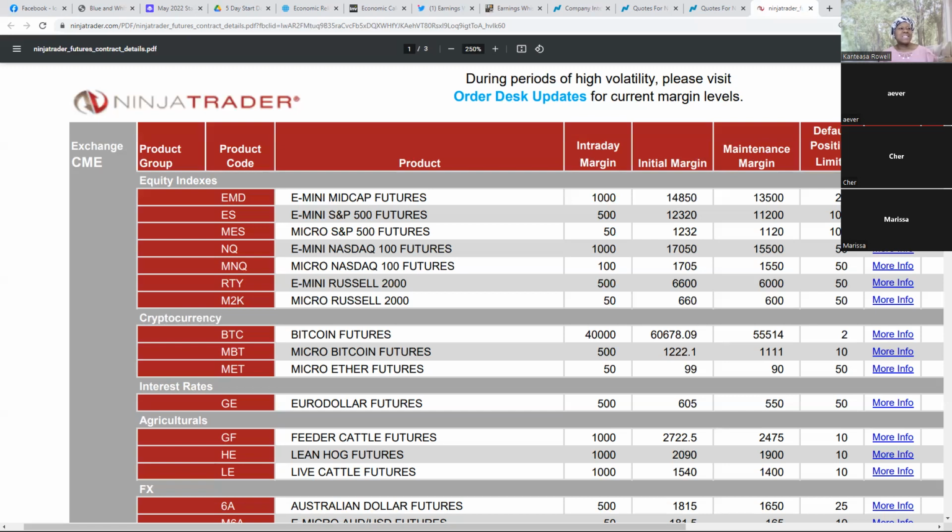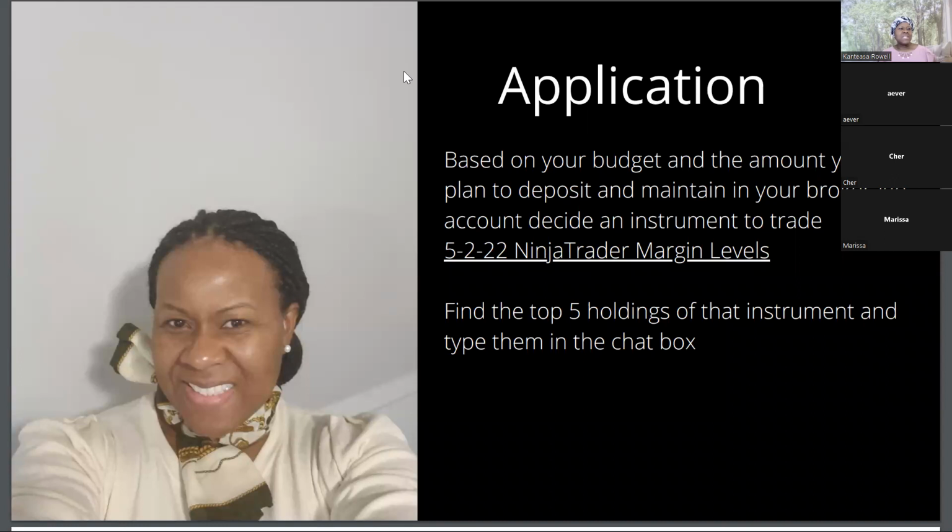Okay, they are beginning to come in. Let's see. Amazon, Google, Costco, Broadcom, and Tesla. Did anyone else find theirs? Good job. We'll give it about 30 more seconds to see if others are able to find their top five. Are there any questions on finding them? Is anyone finding it difficult? You can just Google.